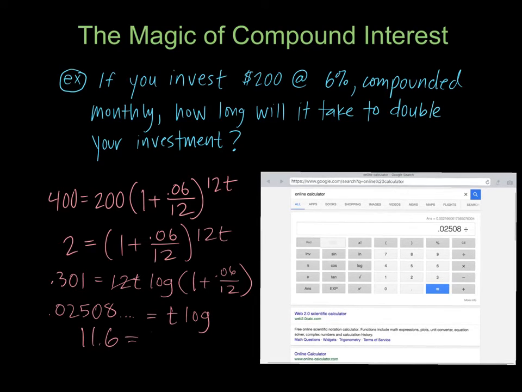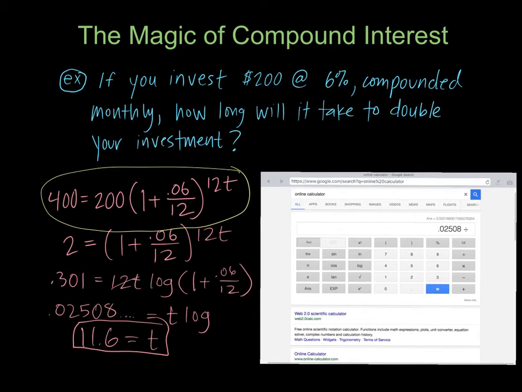I didn't round early, so it's going to take me 11.6 years to double my investment at 6% compounded monthly. All right, so that's not the most graceful thing to do on a simple calculator like the one I'm using right now, but make sure you're able to solve this equation on whatever calculator you're going to be using, and you're fine.